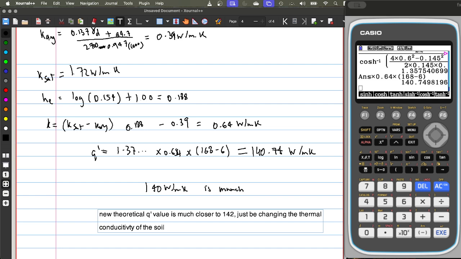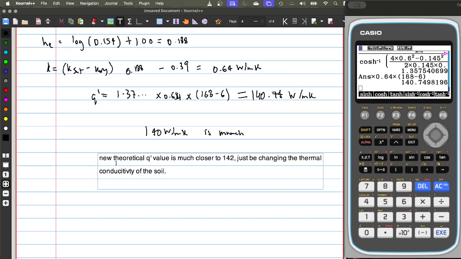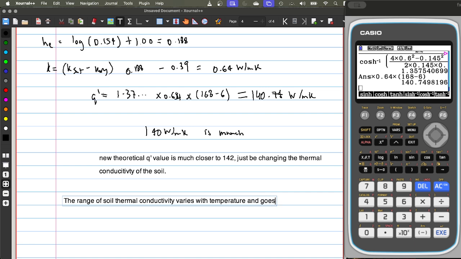So these are just some things you can talk about. You don't have to go into detail. You can just write, for assuming a different K value of 0.64, you'll get this value, because the range of soil thermal conductivity varies with temperature, and goes from 0.5 to 5 watts per meter Kelvin. Okay, so you can just mention that, and I think that should be fine as well.